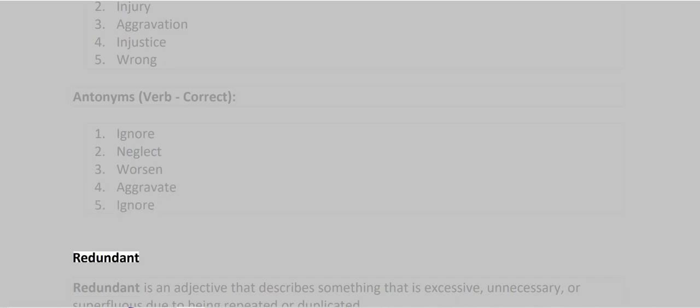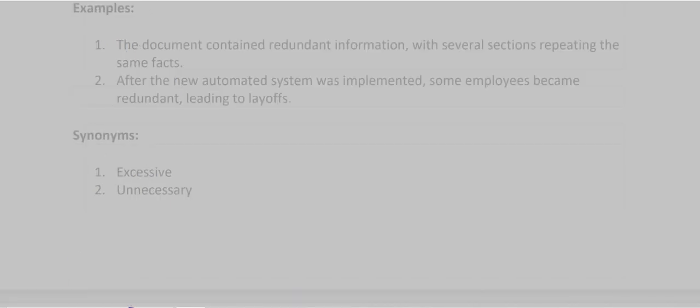Redundant. Redundant is an adjective that describes something that is excessive, unnecessary, or superfluous due to being repeated or duplicated. Examples: 1. The document contained redundant information, with several sections repeating the same facts. 2. After the new automated system was implemented, some employees became redundant, leading to layoffs.